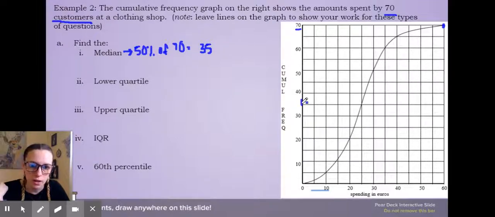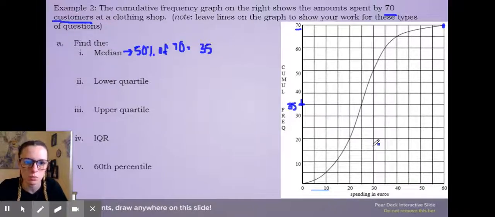If I find 35, so right here, anything up until that point and below it, that's representing my 50th percentile or my median. What they're always asking for in these problems, though, is an answer from your x-axis. So what we'll have to do, and this is why this note was in here, is draw a line from the y-axis, from whatever that value is on the y-axis, stopping on the curve, and then dropping it down to the x-axis.